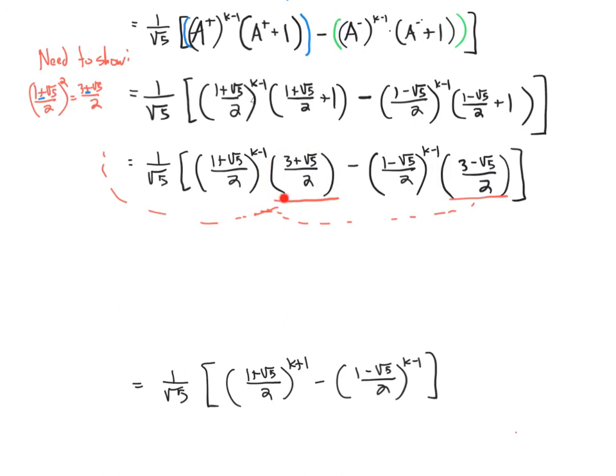This would equal 1 plus root 5 over 2 squared. And then we have k minus 1 plus another 2 is k plus 1 of these a pluses. And same thing here. If this was 1 minus root 5 over 2 squared, then we'd have k minus 1 of them times 2 more. So that would be k plus 1 of them, and we'd be good to go. So let's see if we can show that result.